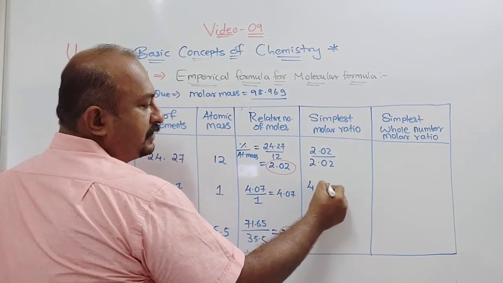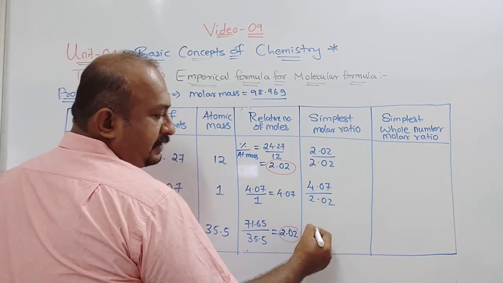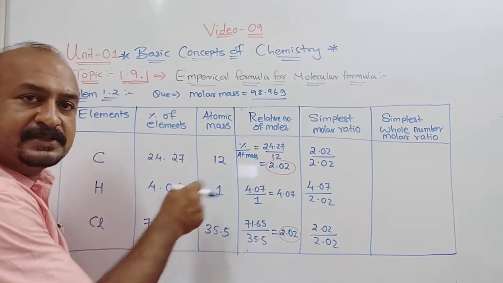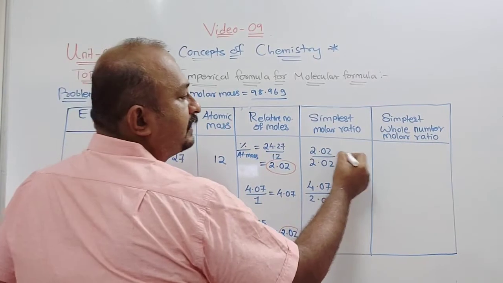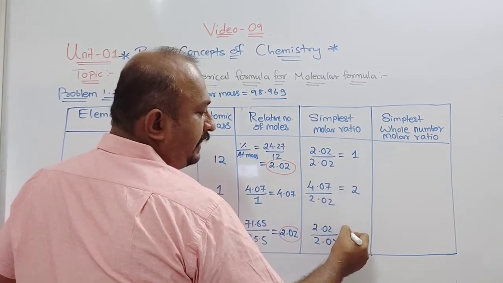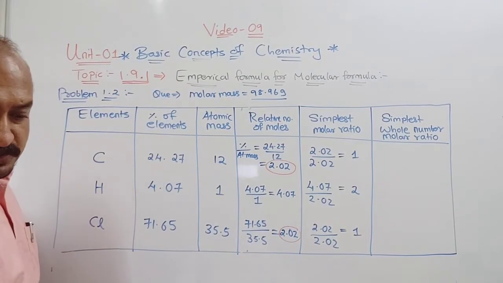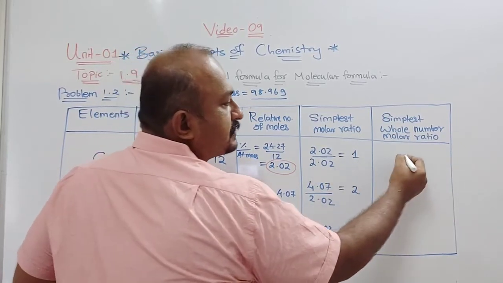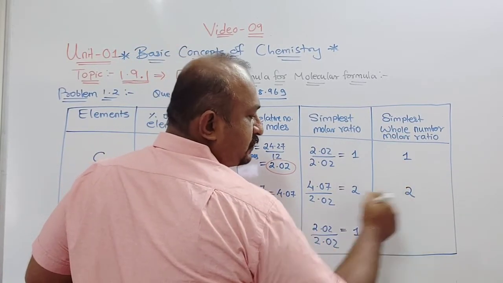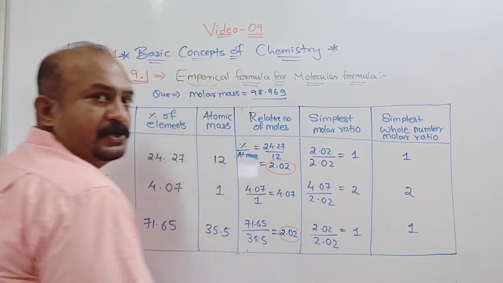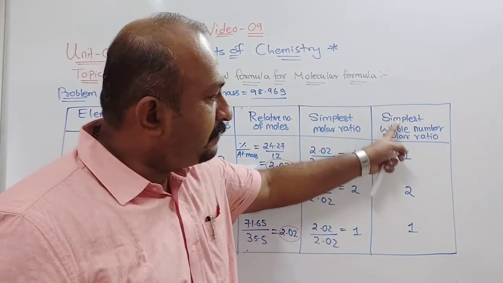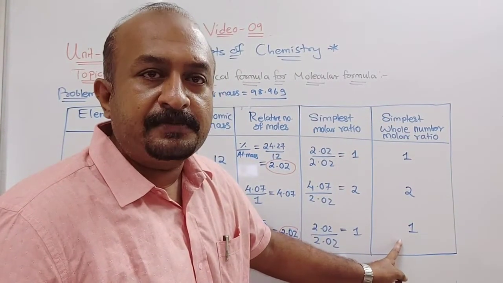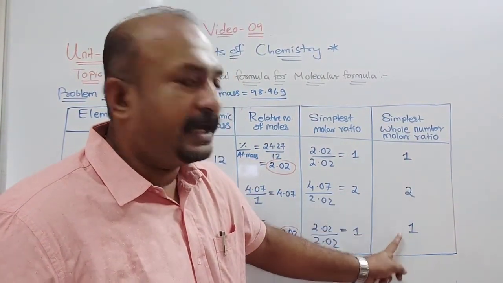Now this value 4.07, divide by 2.02. Again this 2.02, divide by 2.02. Means we have divided by the least value, this is what we call the ratio. So now what do you get here? You will get 1, here it will be 2, and here also 1. Understood? So now you see the simplest whole number, there is no fraction, it is a whole number. So the simplest whole number for this is 1, for this it is 2, and for this it is 1. Clear? So what does this represent? This simplest whole number molar ratio represents the number of carbon, hydrogen and chlorine atoms.